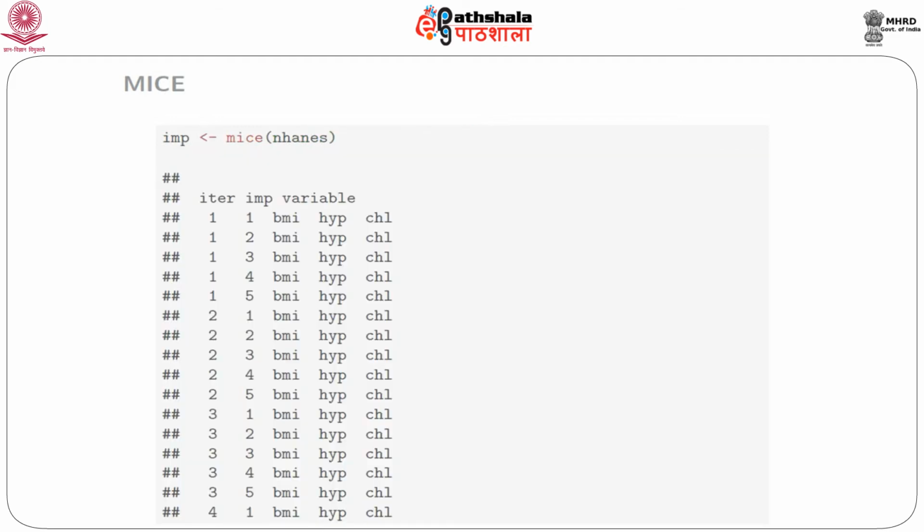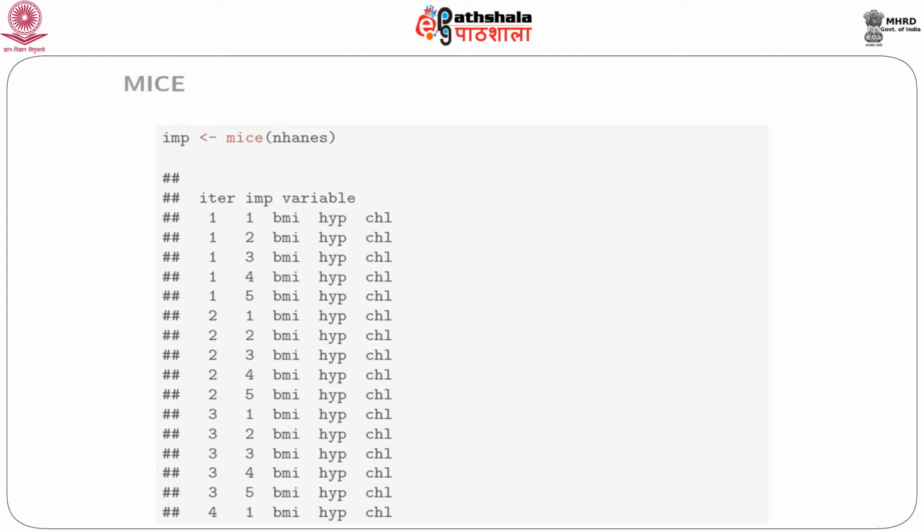Now, we start our imputation process, and the main workhorse for imputation is the function called mice. So, here we are passing the data set to that function: mice(enhance), and storing it in the object called imp.